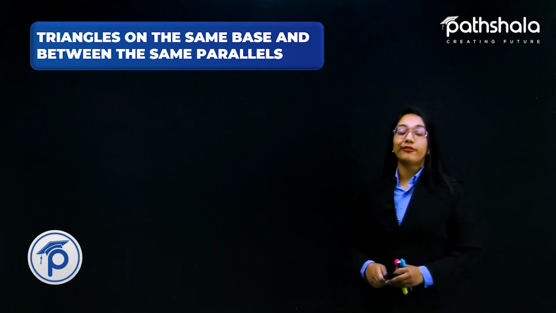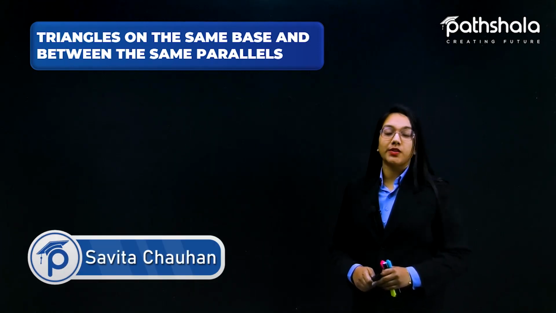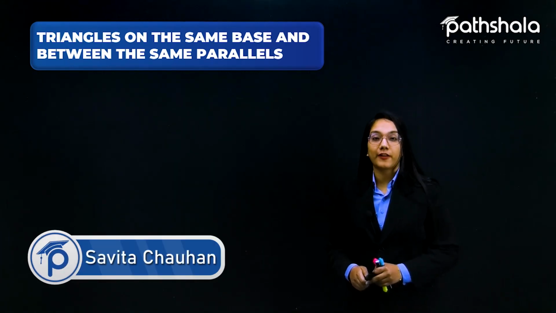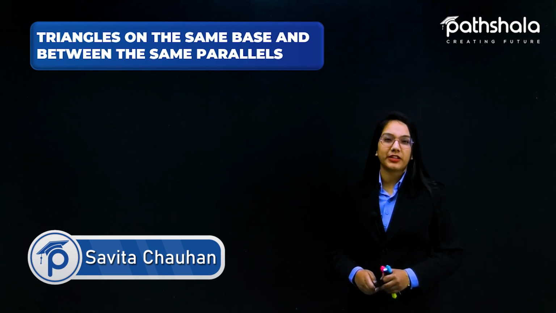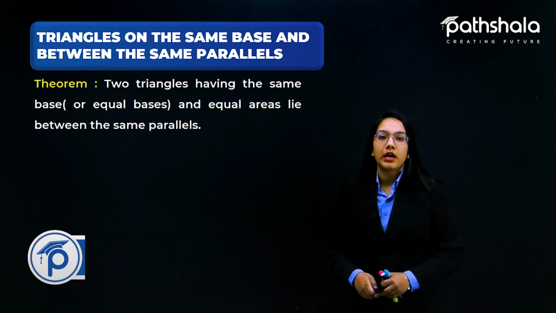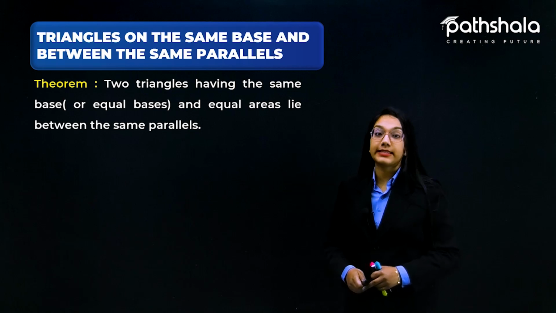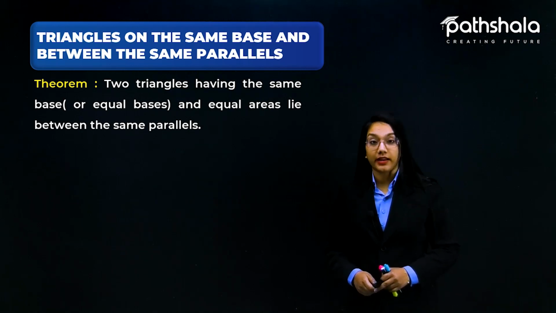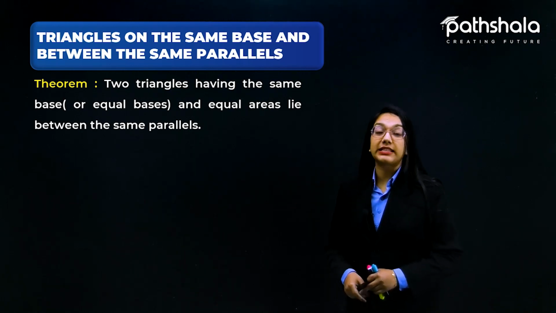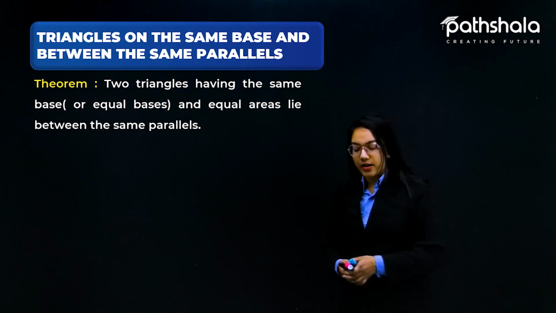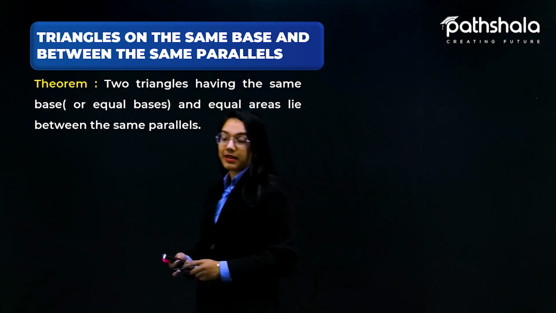Now let's move on further and talk about the converse of the theorem that we have done for triangles on the same base and between the same parallels, which says that two triangles having the same base and equal areas lie between the same parallels. It means that now we have to show that they are lying in between the same parallels.